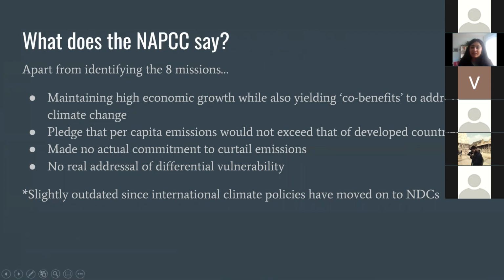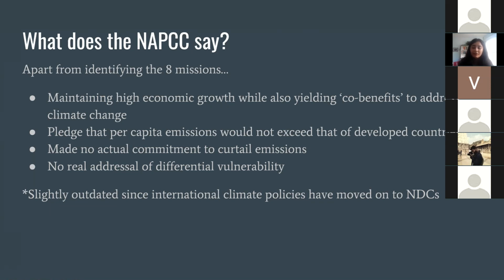So what exactly did the NAPCC say apart from the 8 sectors that it identified? The main goal stated categorically was that the priority was high economic growth while also creating co-benefits to address climate change. So co-benefits are development actions which have a two-pronged benefit. Basically, they address climate action while also ensuring growth.